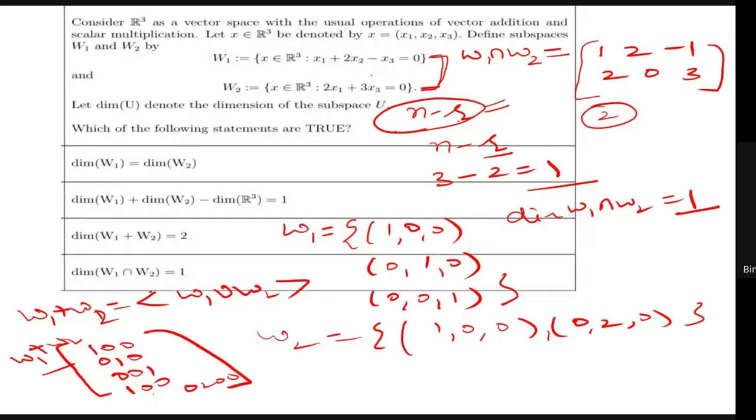So whenever you have the homogeneous system, first go for the dimension of W1 intersection W2. If the question is in the form of a generating set, then you first find the dimension of W1 plus W2, so that you can easily find the dimensions.